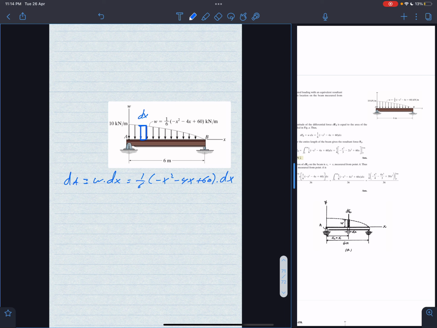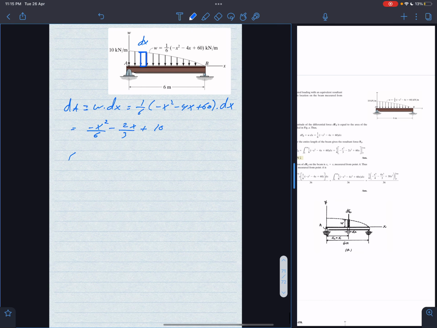I think we should open the brackets. Okay, so if we open the brackets, it's going to look something like this. Negative x squared over 6, minus 4x over 6, plus 60 over 6. Okay, so 60 over 6 is going to be 10. 4 over 6 we can say is 2 over 3. And the first one, there is nothing we can do about it.